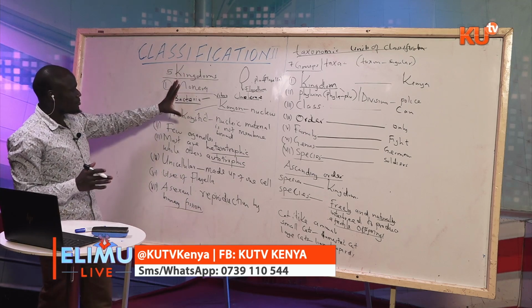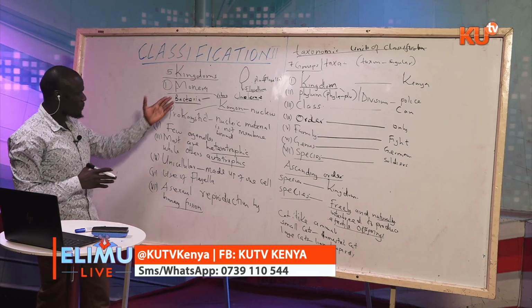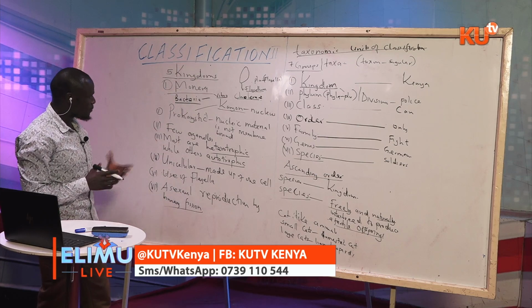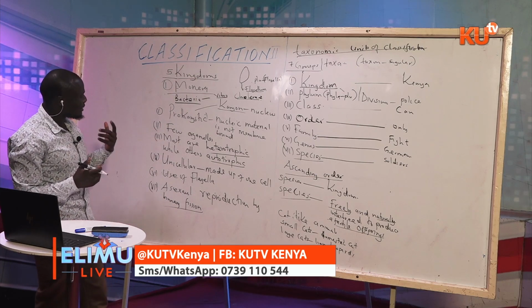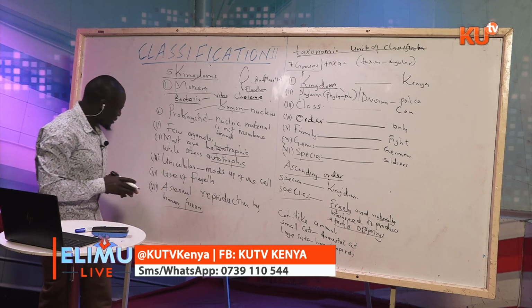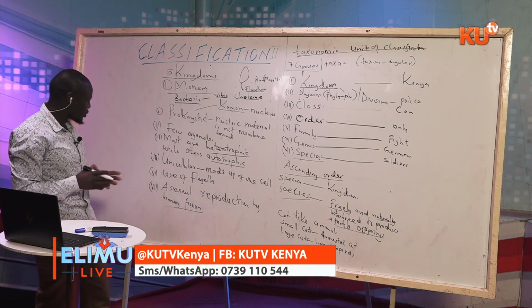They also appear in different forms. Some of them have a spiral form. Some of them have a rod shape, and there are many other shapes that we can talk about.